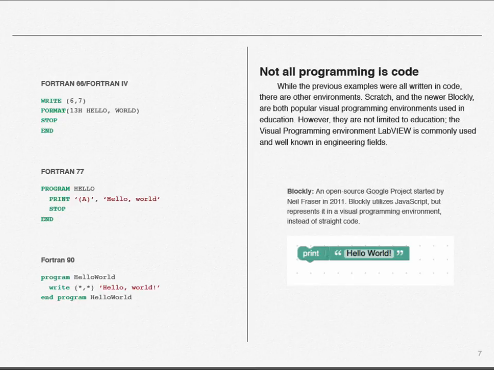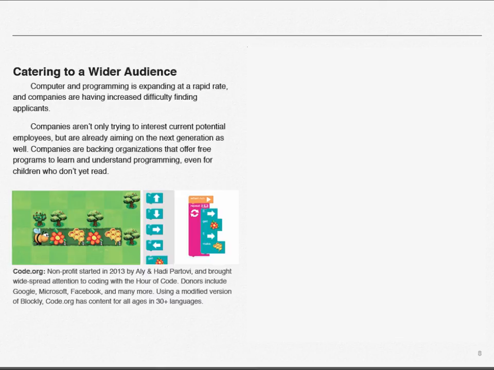Computing and programming are both expanding at a rapid rate, and companies are having increased difficulty finding applicants. Companies aren't only interested in trying to interest current potential employees, but are already aiming at the next generation as well. Companies are backing organizations that offer free programs to learn and understand programming, even for children who don't yet read. Here's an example of code.org with a cute little bumblebee.